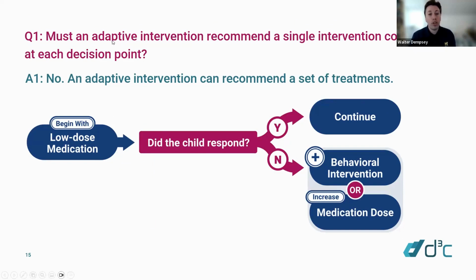So one question I often get asked is, must an adaptive intervention recommend a single intervention component at each decision point? The answer is no. An example here would be that you may augment with behavioral intervention or consider increasing medication dose. And so in this particular case, you'd have 2 different options available in the adaptive intervention.